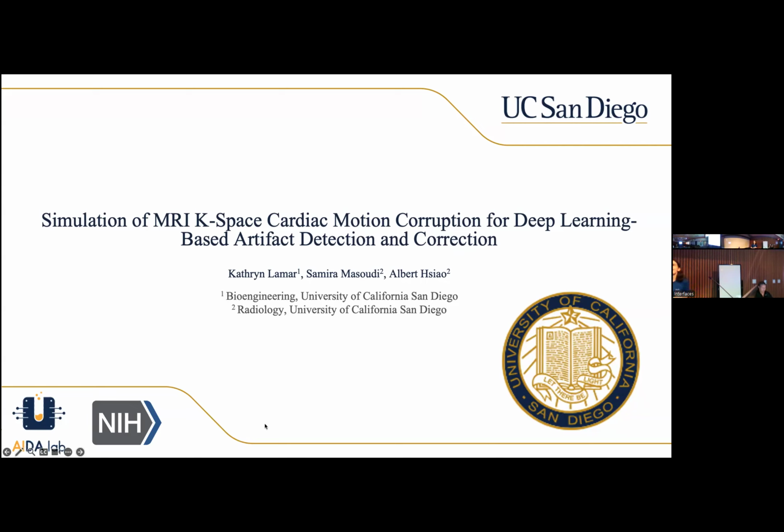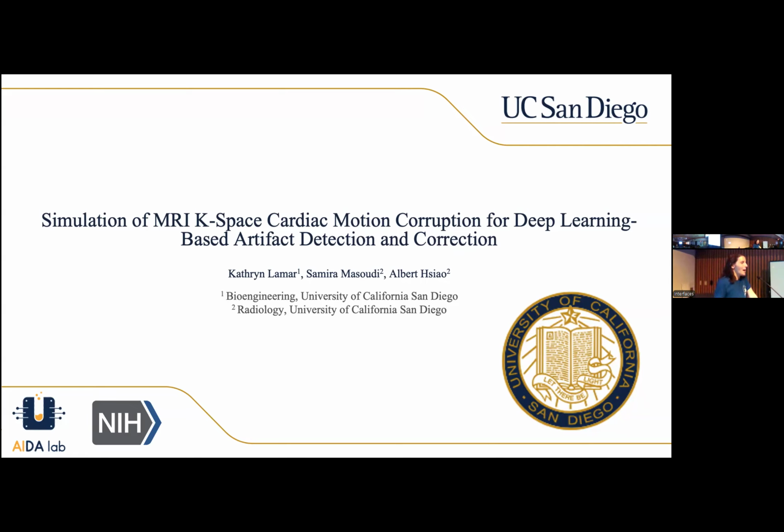Okay, so today I'm going to be talking about some of the research I've been doing. I'm in actually two labs, Albert Xiao's and Tom Liu's. So this is my work with Albert Xiao, and it's basically simulation of MRI case-based cardiac motion corruption for deep learning-based artifact detection and correction. So I'll explain what all that means.